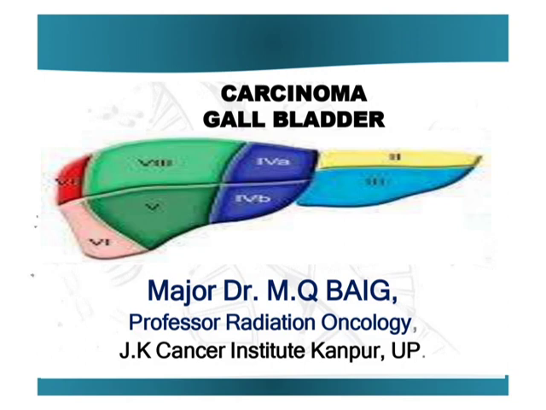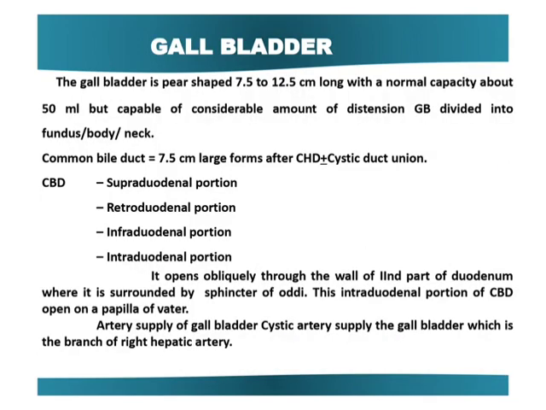The gallbladder, so far as anatomy is concerned, is a pear-shaped organ, 7.5 to almost 12 centimeters long, with a normal capacity of about 50 ml, but capable of considerable distension, which does occur sometimes in disease. The gallbladder is divided into three parts: the fundus, body, and neck.